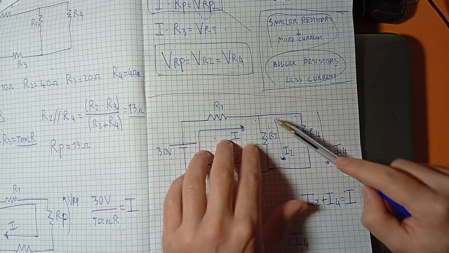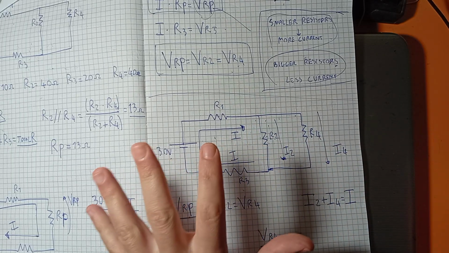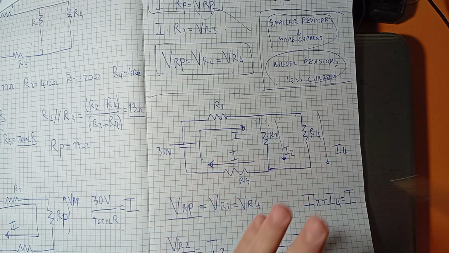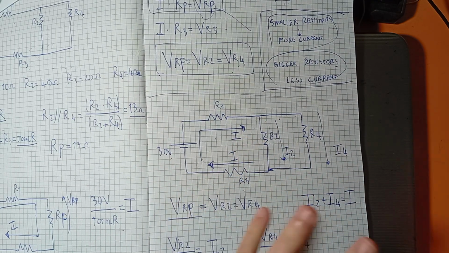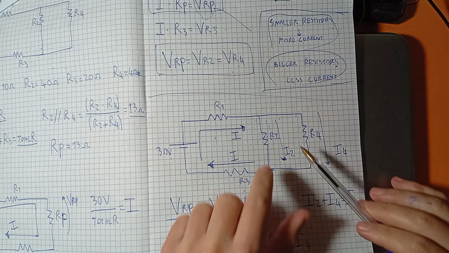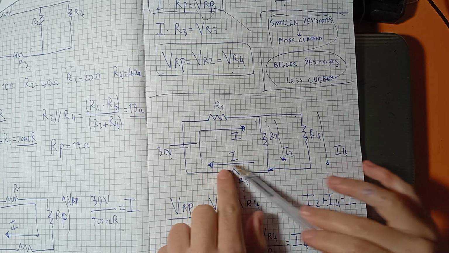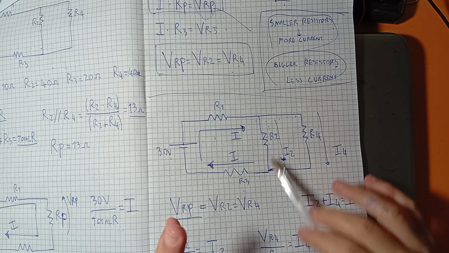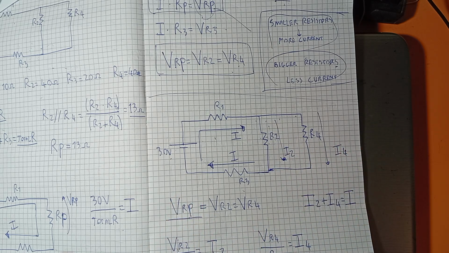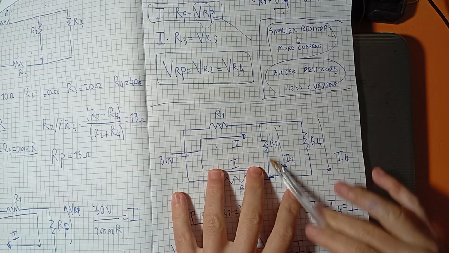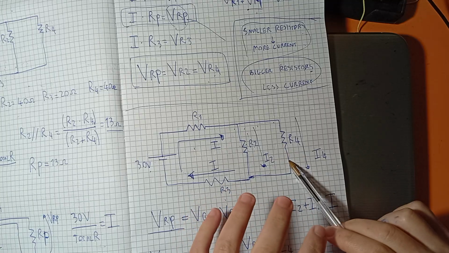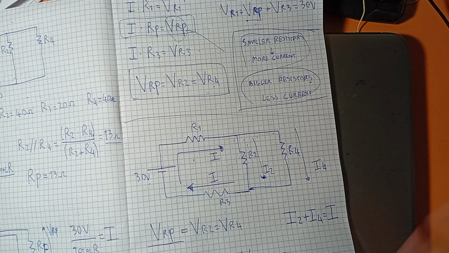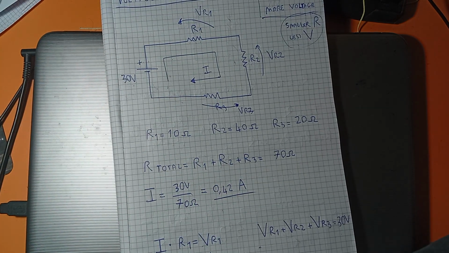I have a total current here. This total current will divide into smaller parts. I have 2 branches here, but I can have 3, 4, 5, 6. This total current will still divide into smaller currents, and the smaller currents will reunite again here, and I will have a total current again. How does the current divide? In the branches with smaller resistors, I will have more current. In the branches with bigger resistors, I will have less current. And that's all for the voltage divider and current divider.